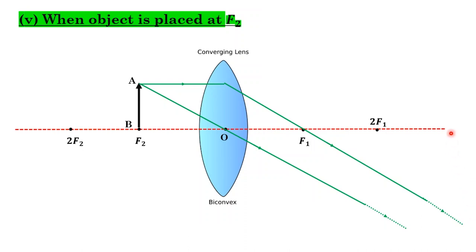Okay, the size will be highly enlarged and the nature will be real and inverted, because these light rays will meet in the direction they are traveling, not in the opposite direction.